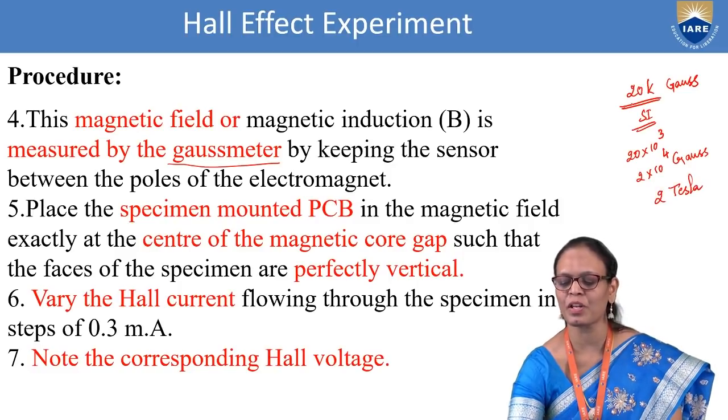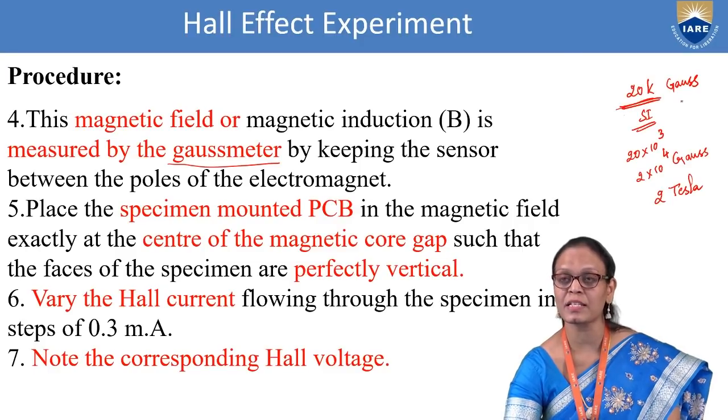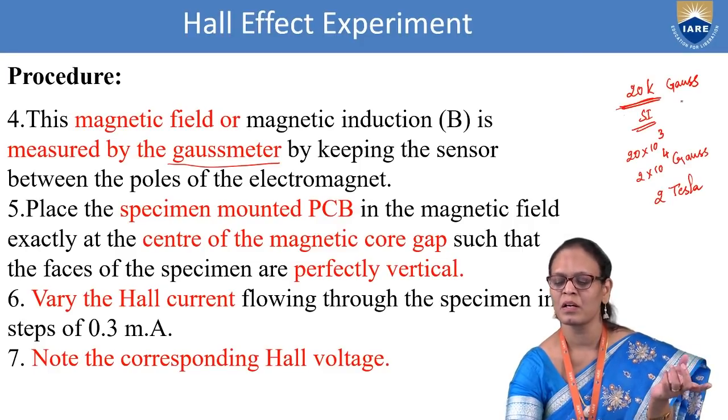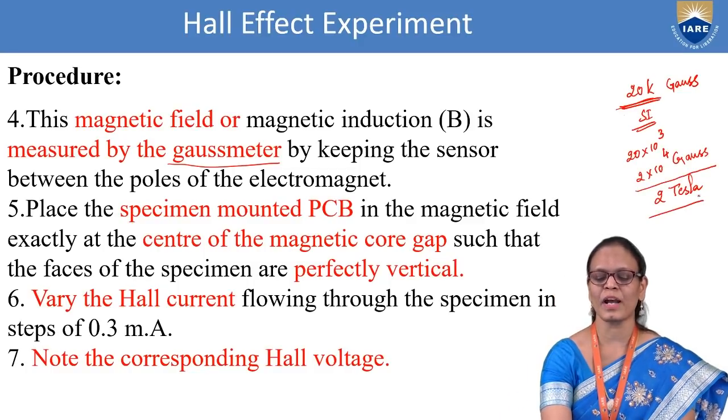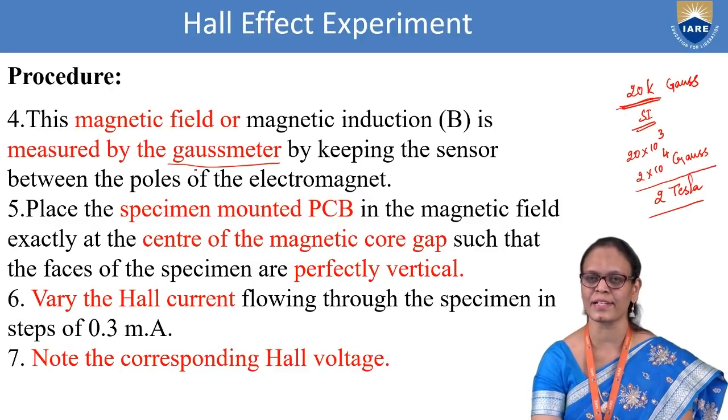So keep the knob at 20K and adjust the current to 1 ampere, say. So 20K into 1 you get 20 into 10 power 3 because it is K. So this is 2 into 10 power 4 Gauss, which is 2 Tesla. So we have adjusted the magnetic field to be constant.